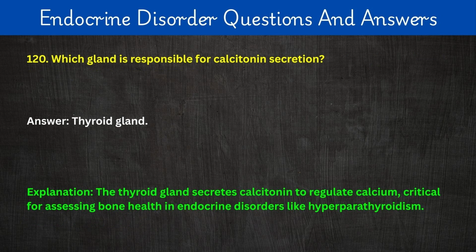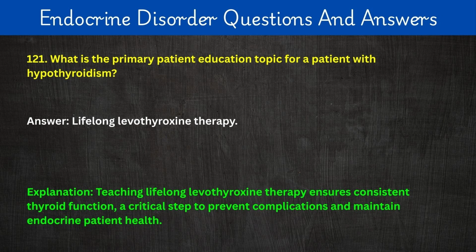120. Which gland is responsible for calcitonin secretion? Answer: thyroid gland. Explanation: the thyroid gland secretes calcitonin to regulate calcium, critical for assessing bone health in endocrine disorders like hyperparathyroidism.